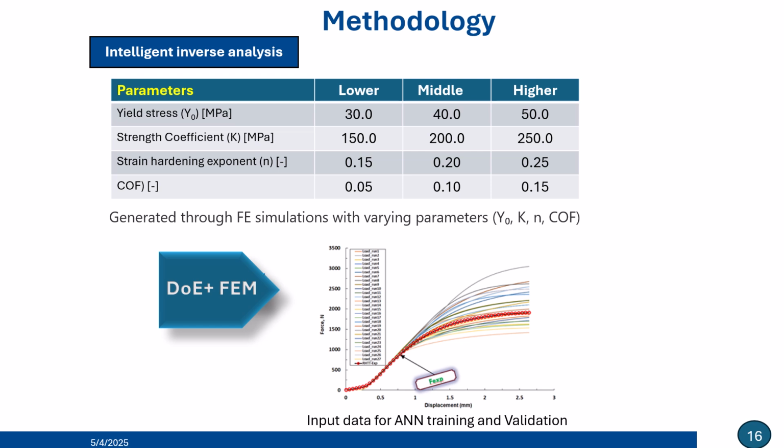Let's look at the specific parameter range used for generating this training data. To train our NN effectively, we generated input data through numerous finite element simulations that systematically varied four key parameters: the yield stress, the strength coefficient, the strain exponent, and the coefficient of friction, within the range shown in this table. This ensures the network learns the complex relationship between these inputs and the resulting force displacement response across a broad spectrum relevant to our experimental data.